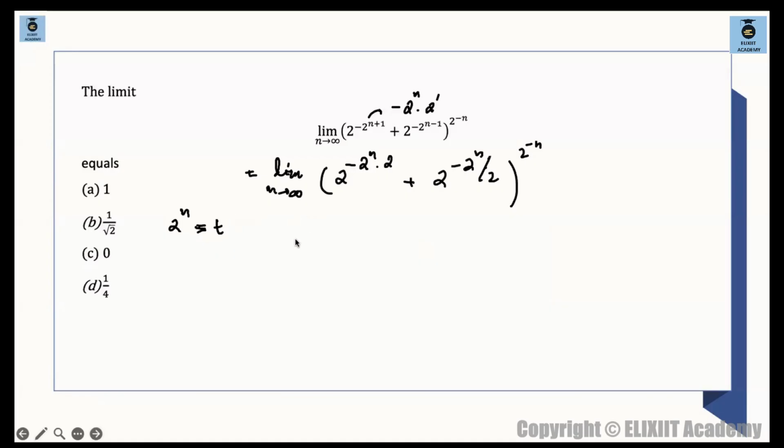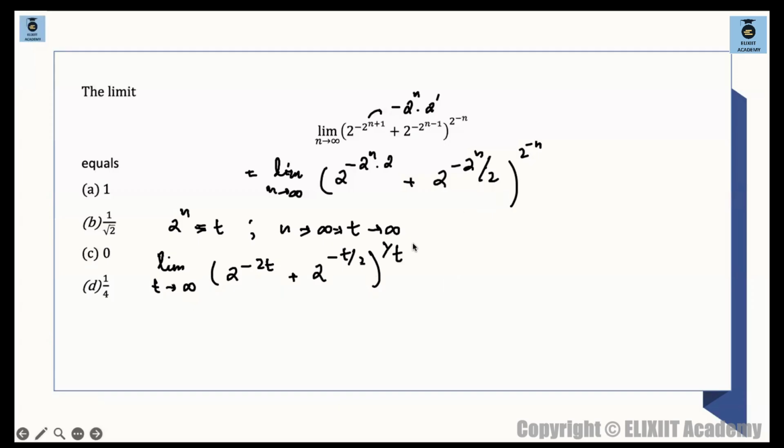Take 2 raised to the power of n as t. So as n tends to infinity, t also tends to infinity. So now your new limit will be t tends to infinity of (2 to the power of minus 2t plus 2 to the power of minus t by 2) whole raised to the power of 1 by t. This is one form which we are getting.